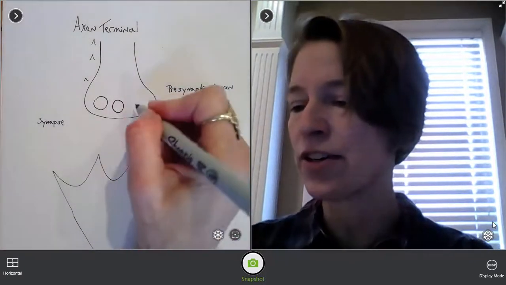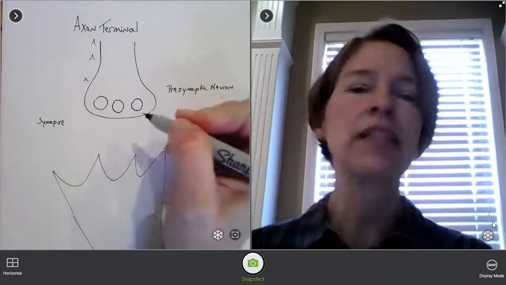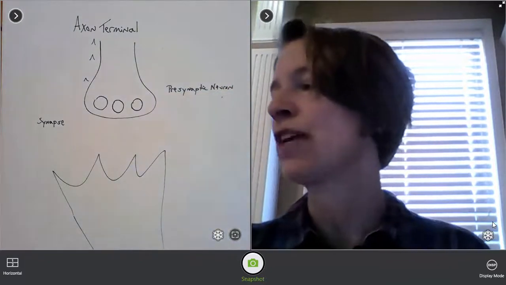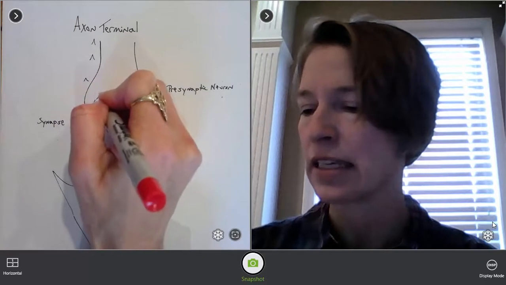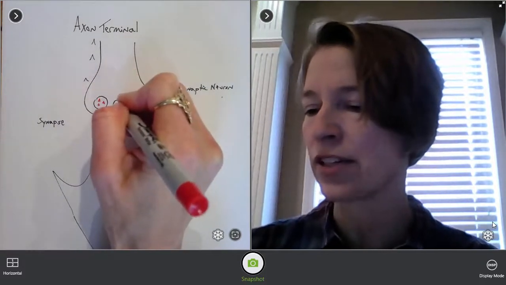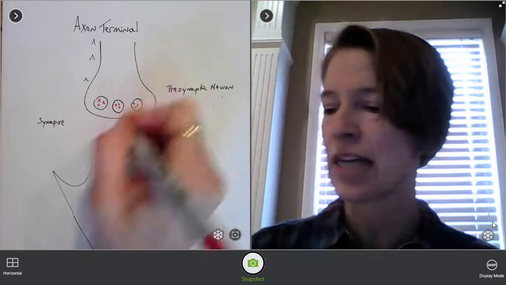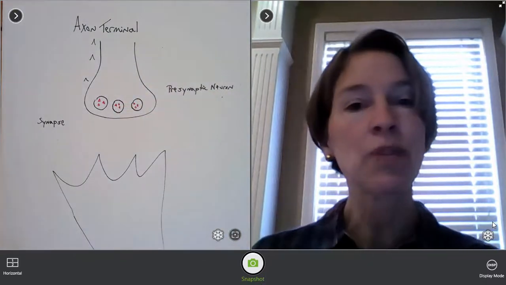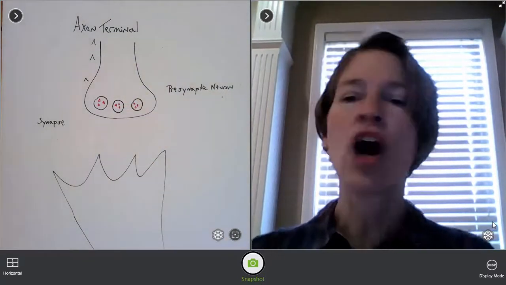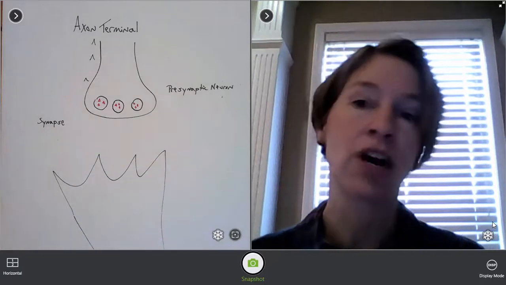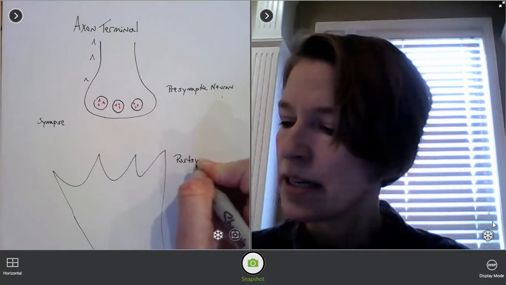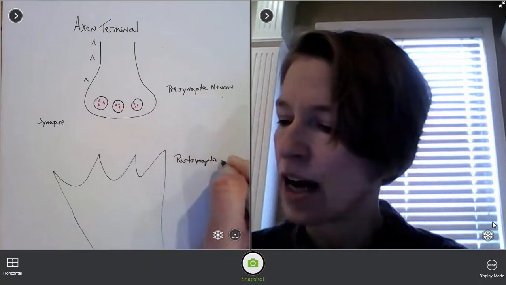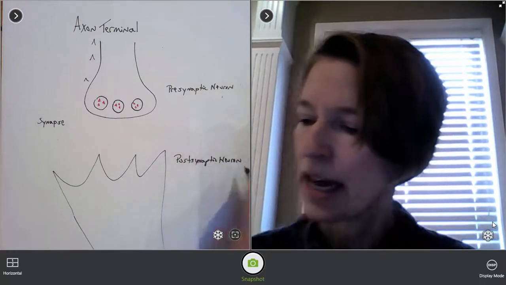And there are vesicles here. So the events that take place involve getting the chemical, which is stored here, the ligand, out of these vesicles into the synapse here, because there will be a receptor on the postsynaptic neurons' dendrites. So this is a postsynaptic neuron, and these are the dendrites.